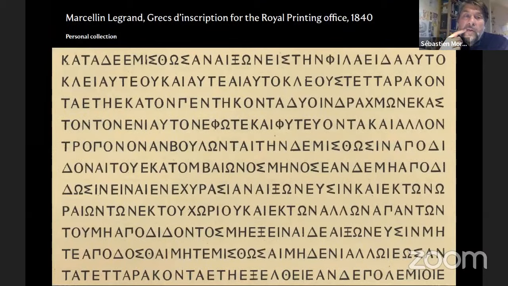This is cut by Marcelin Legrand again, and this was cut for the Royal Printing Office. At the time, Marcelin Legrand was doing a lot of work and adapting a lot of different scripts for the Royal Printing Office, and he was also managing his own business. So very nice letter forms.